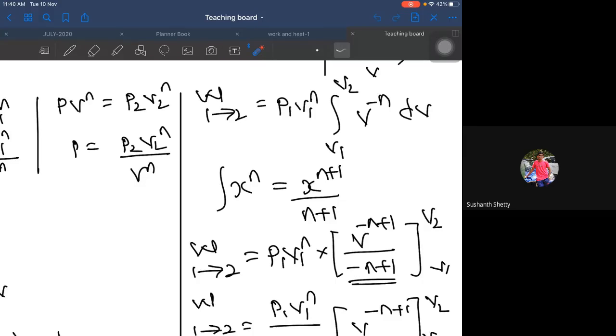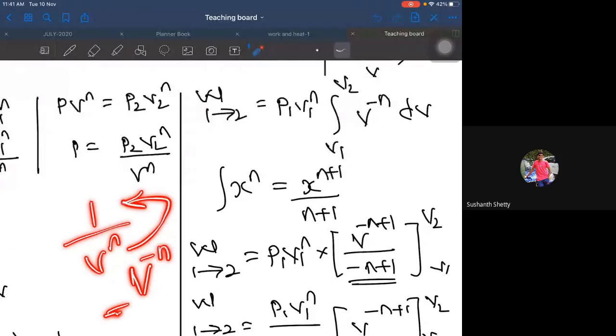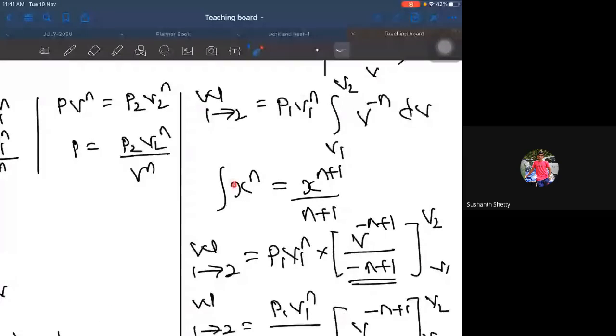Sir, but V to the power of n is in a denominator, right? Exactly, V to the power of n is in the denominator. If you take it to the numerator, what happens? V to the power of minus n. Yes. So what is the integration of x to the power of n? How do you integrate x cube? Integration of x cube dx is x to the power 4 by 4.